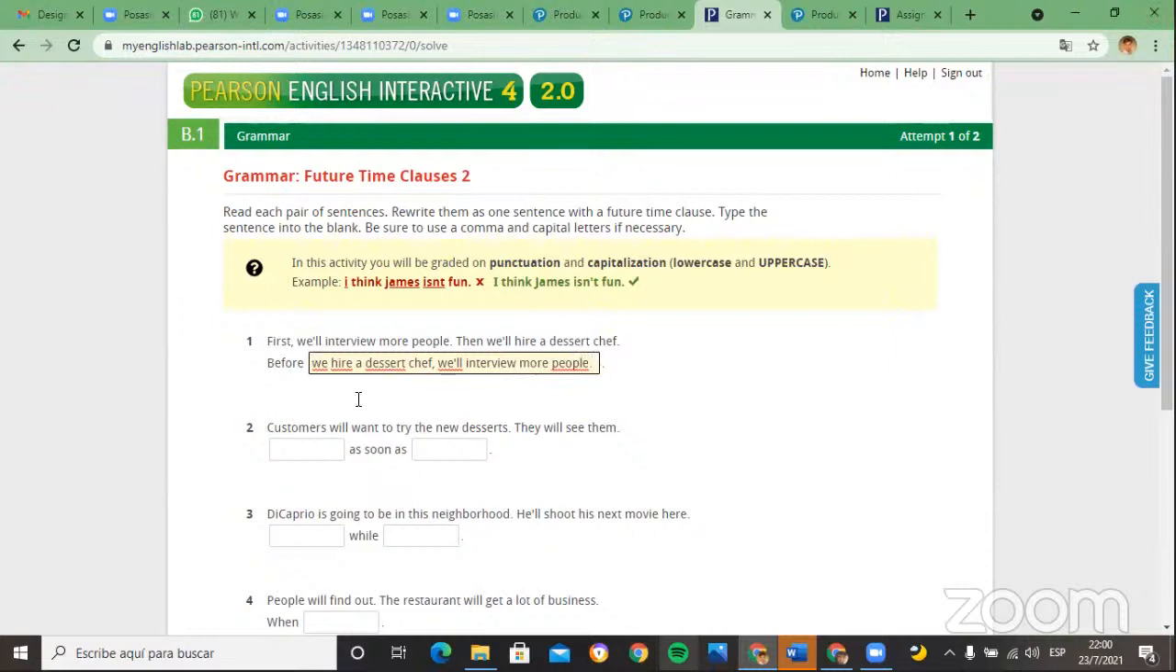This would be the correct word. Yes, exactly. That was correct.